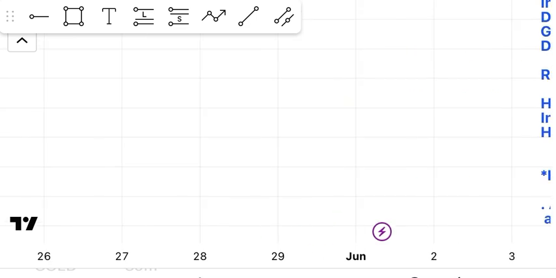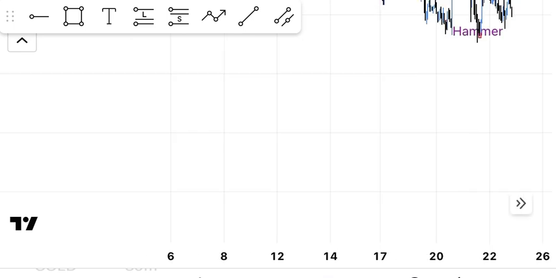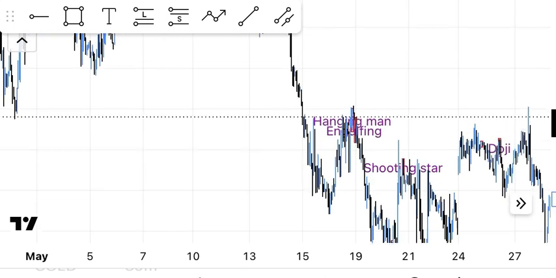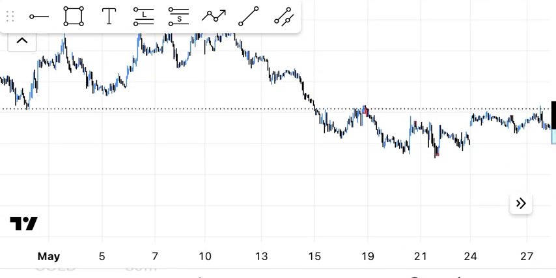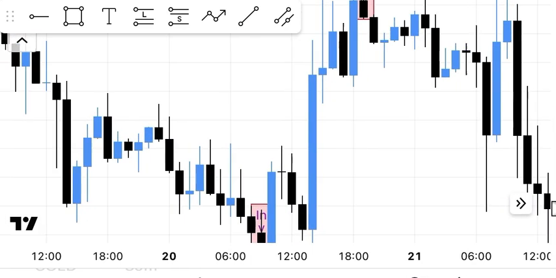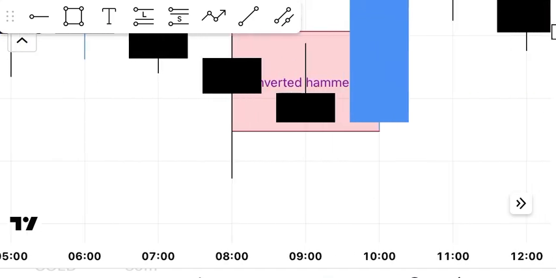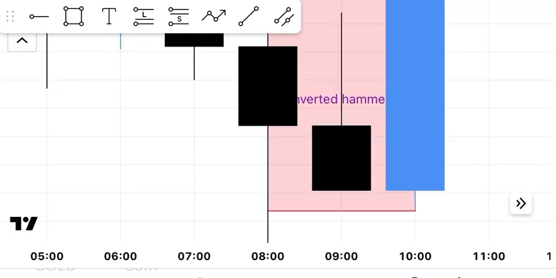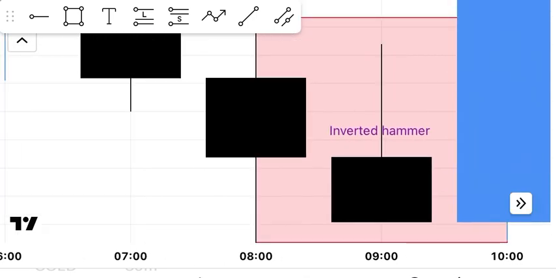So let's talk about the inverted hammer. Let's spot it and see. Where's our inverted hammer? Okay, here it is. So how does it look? Inverted hammer is the opposite of the hammer which I showed you, but this particular one is facing down. As you can see, this is an inverted hammer, a hammer but facing down. The body is below and the wick is above.